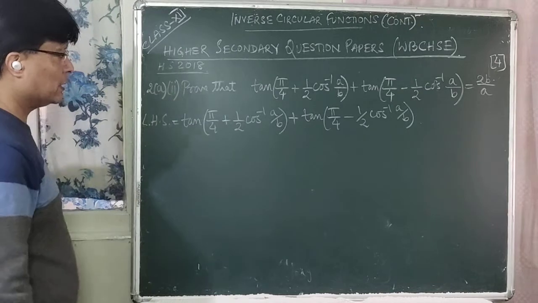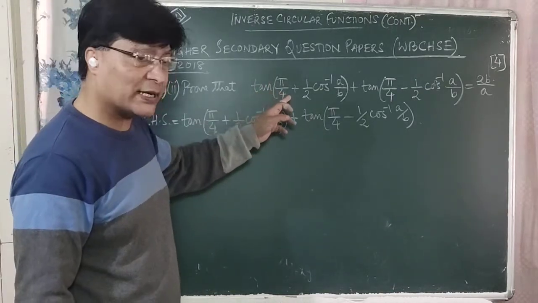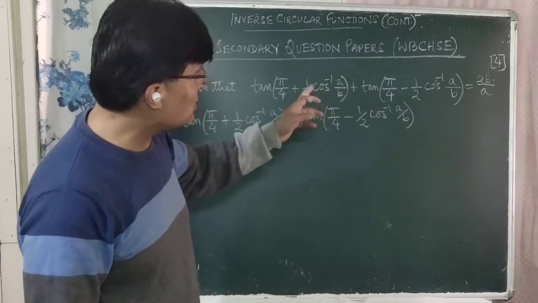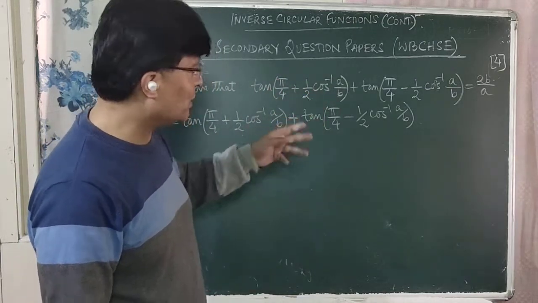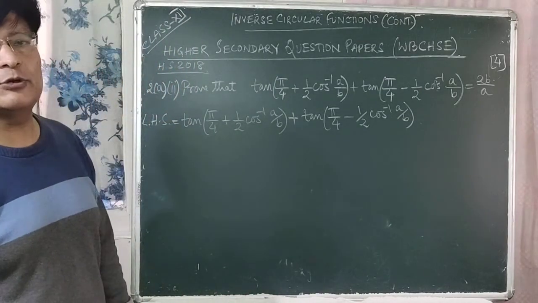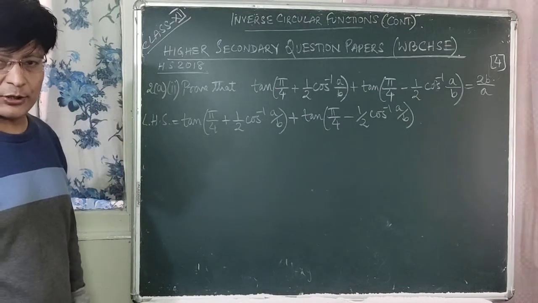You have to prove that. So what is to be proved here? You have to prove that tan of within bracket pi by 4 plus half cos inverse A by B plus tan within bracket pi by 4 minus half cos inverse A by B is equal to 2B upon A. You have to prove LHS is equal to RHS. Okay?